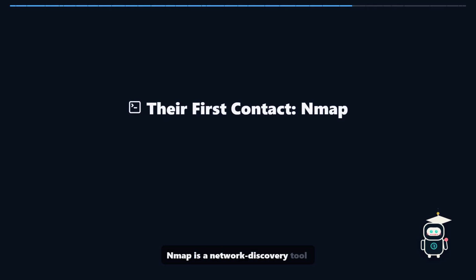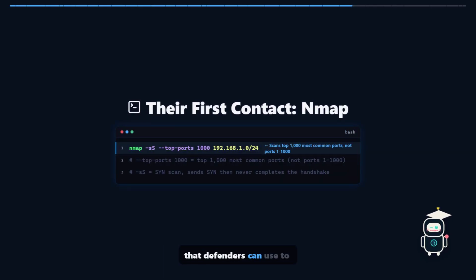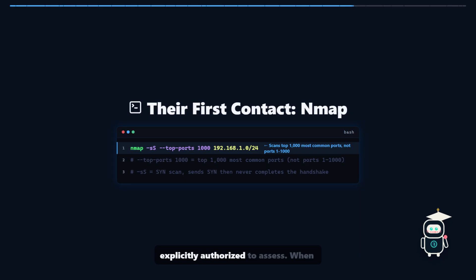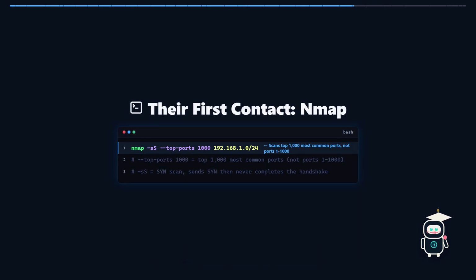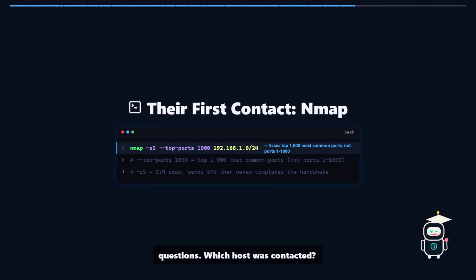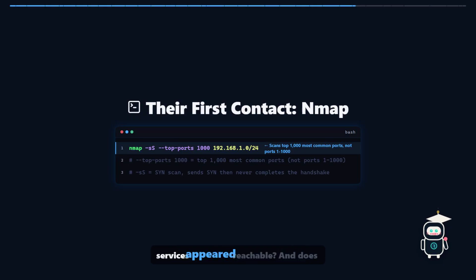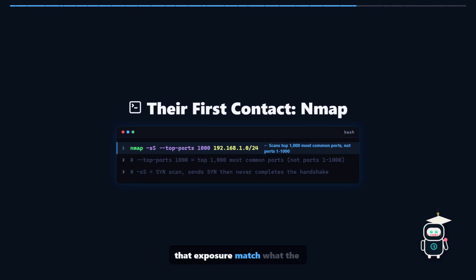Nmap is a network discovery tool that defenders can use to understand exposure on systems and networks they own or are explicitly authorized to assess. When you see an Nmap result in a log or a lab, focus on the defensive questions. Which host was contacted? Which ports were tested? Which services appeared reachable? And does that exposure match what the organization intended to publish?